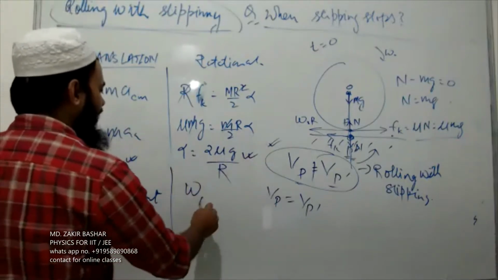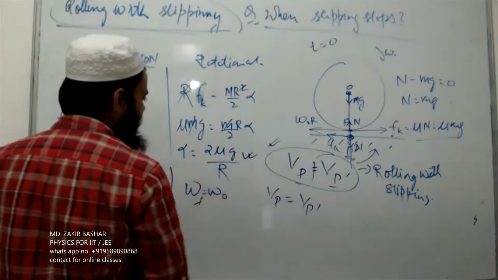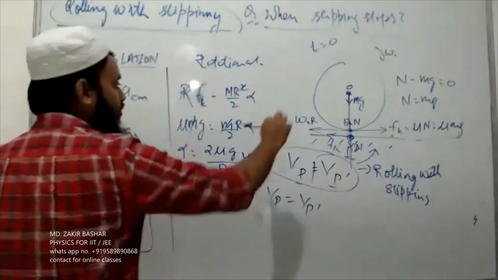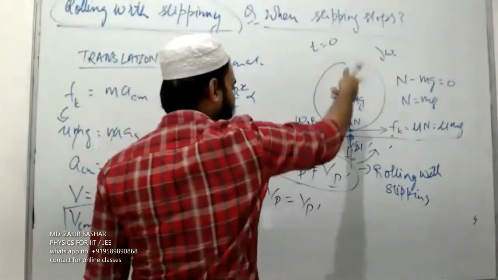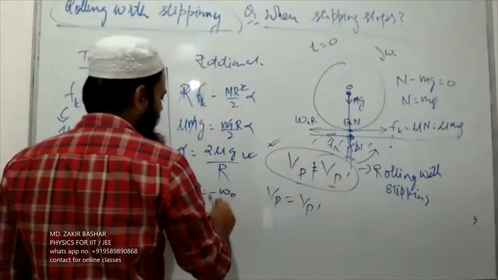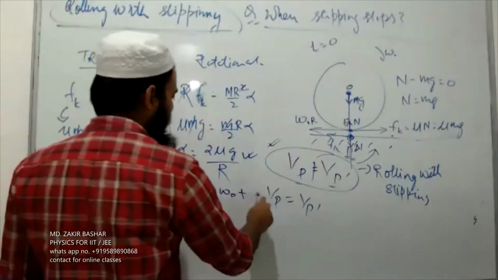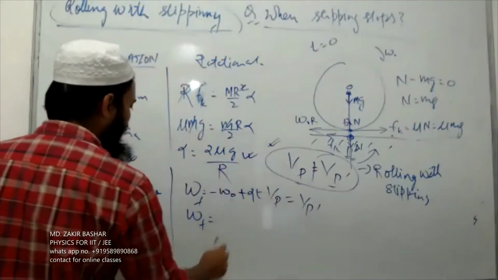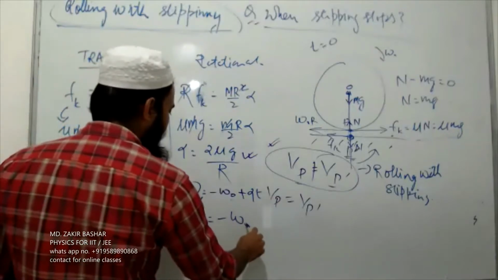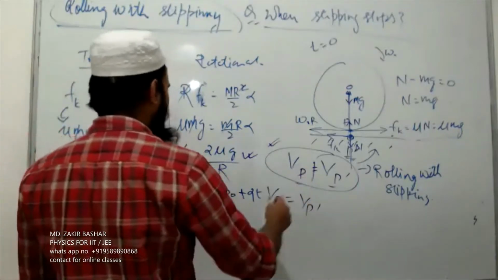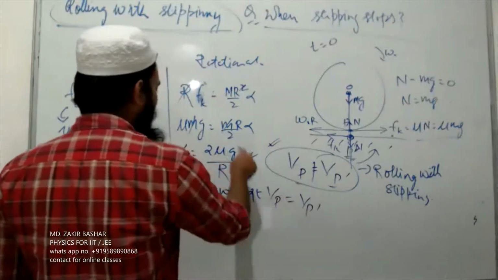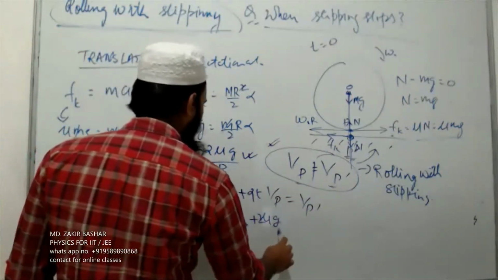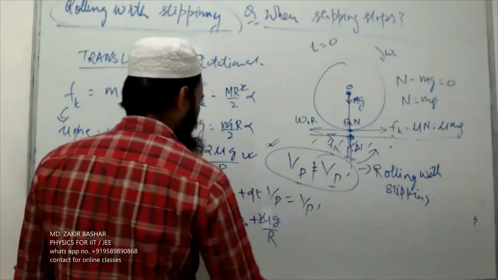And from here I can also write omega final equal to omega initial plus alpha into t. Since it is rotating in this way, I am writing minus omega naught. So omega final will be equal to minus omega naught plus alpha t, where the value of alpha is given, that is 2 mu g divided by R, into t.